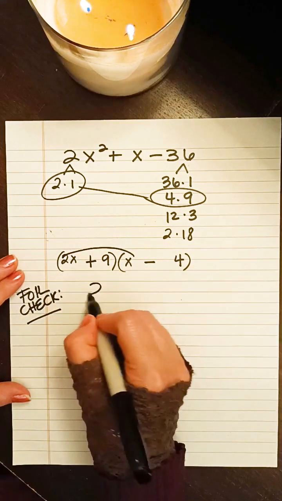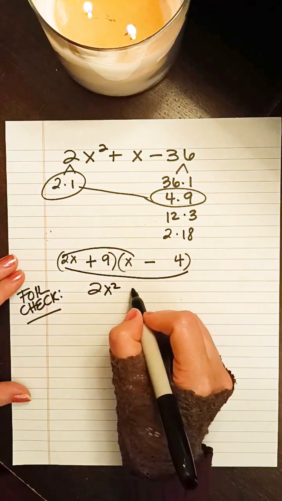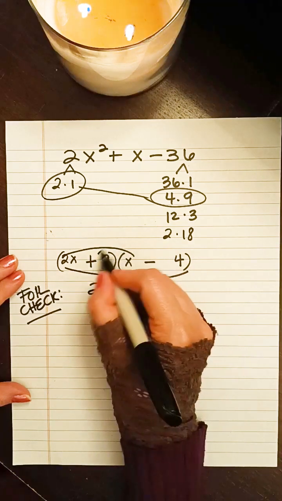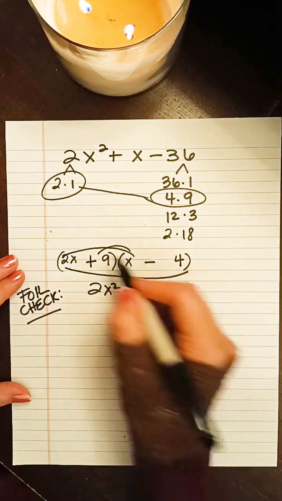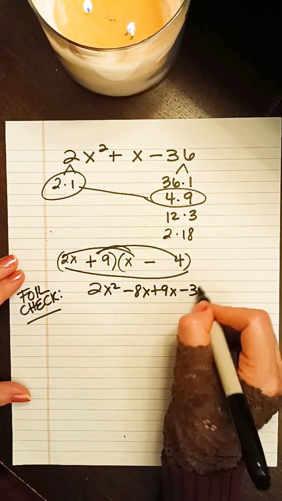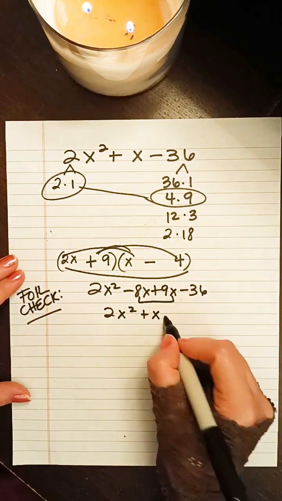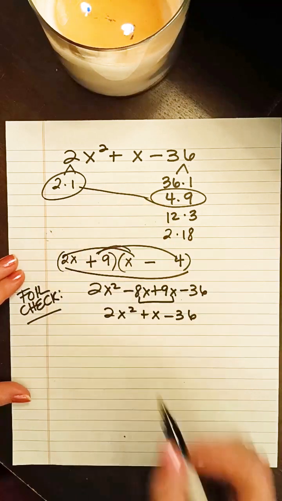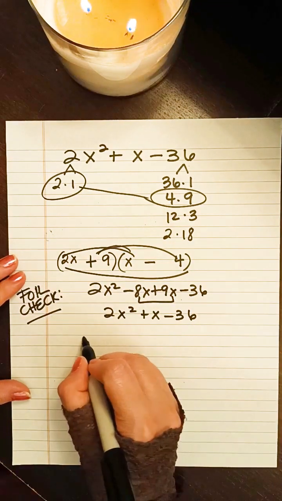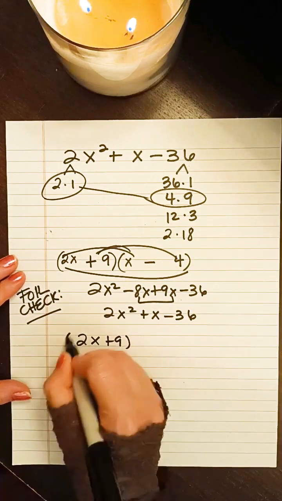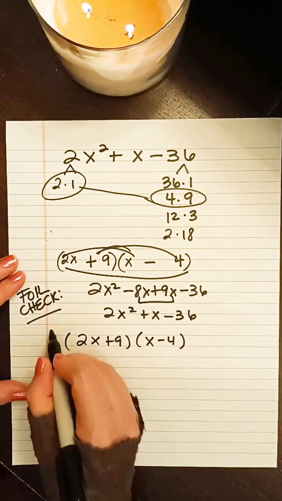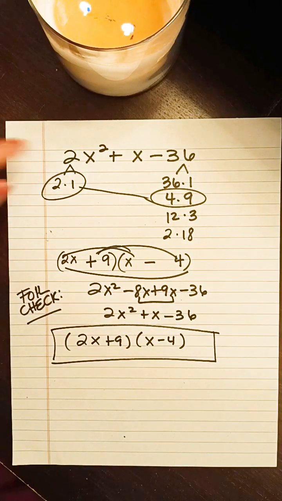we get first, outside, and then inside, and then last. This is just the x. So yeah, we get the original quadratic after we FOIL. So these two pairs of binomials are the factors of this quadratic. And that is it. That is all I have for this video.